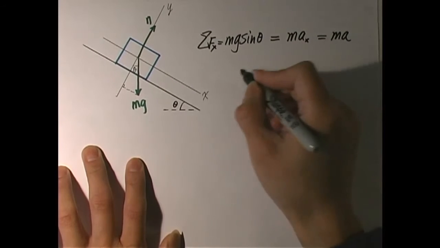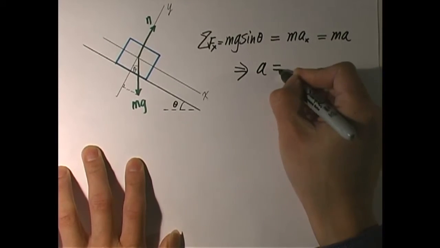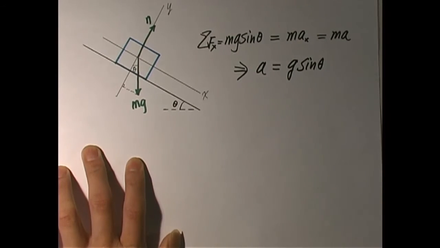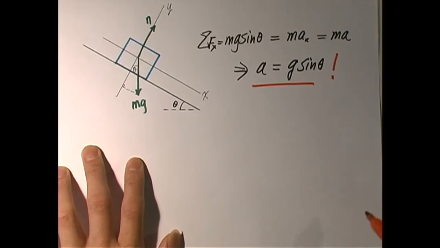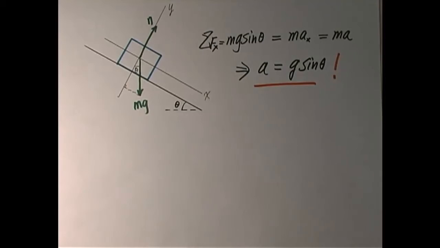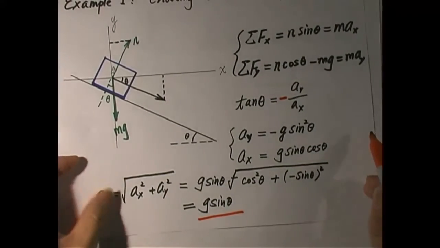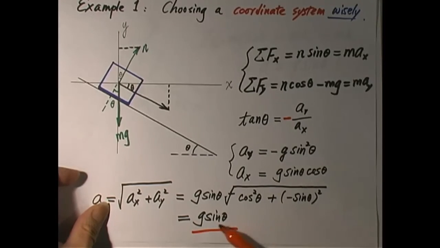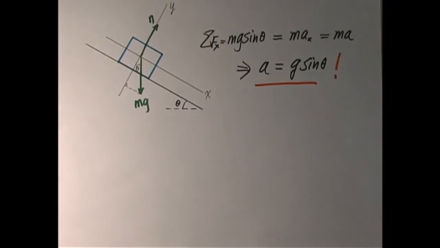We cancel out m, what do we get? We get a equals g sine theta. We got the answer. Just like that, in one step. We didn't even touch the y equation. We just look at the x equation, and there it is, a equals g sine theta. You compare this with the kind of effort that we put in before, all this detailed calculation, we get the same answer. This is much easier.